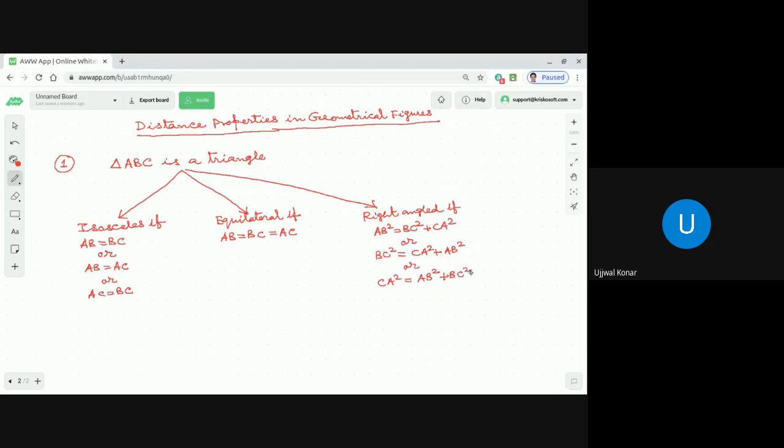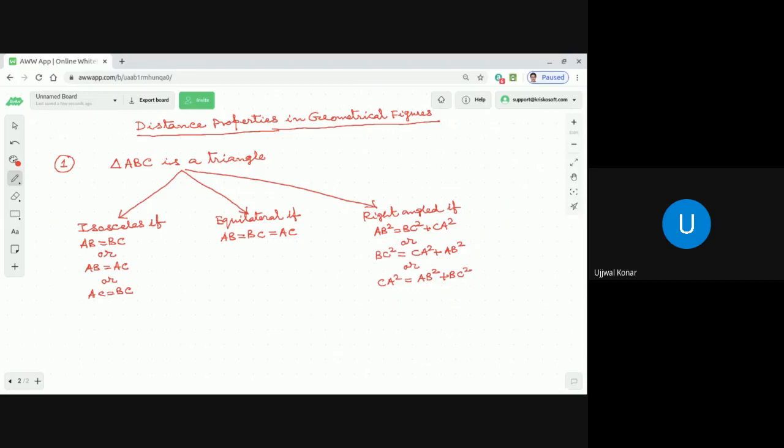That means the sum of the squares of the two sides is equal to the square of the third side. Then you can call it a right angle triangle. We all know this from the fundamental definitions of isosceles triangle, equilateral triangle and right angle triangle. But here we are revisiting whatever we have learned, by means of a coordinate point of view.